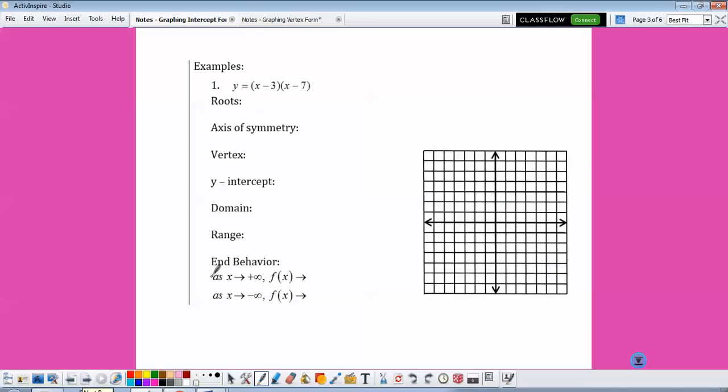All right, so in our first example, y equals (x minus 3) times (x minus 7). We need to find a, p, and q. A is the number out front. Since we don't see anything, it's 1. P is the opposite of the number inside, so 3. Opposite of the other number is q, so 7. So our roots, because that means the same thing as x-intercept, roots would be (3, 0) and (7, 0).